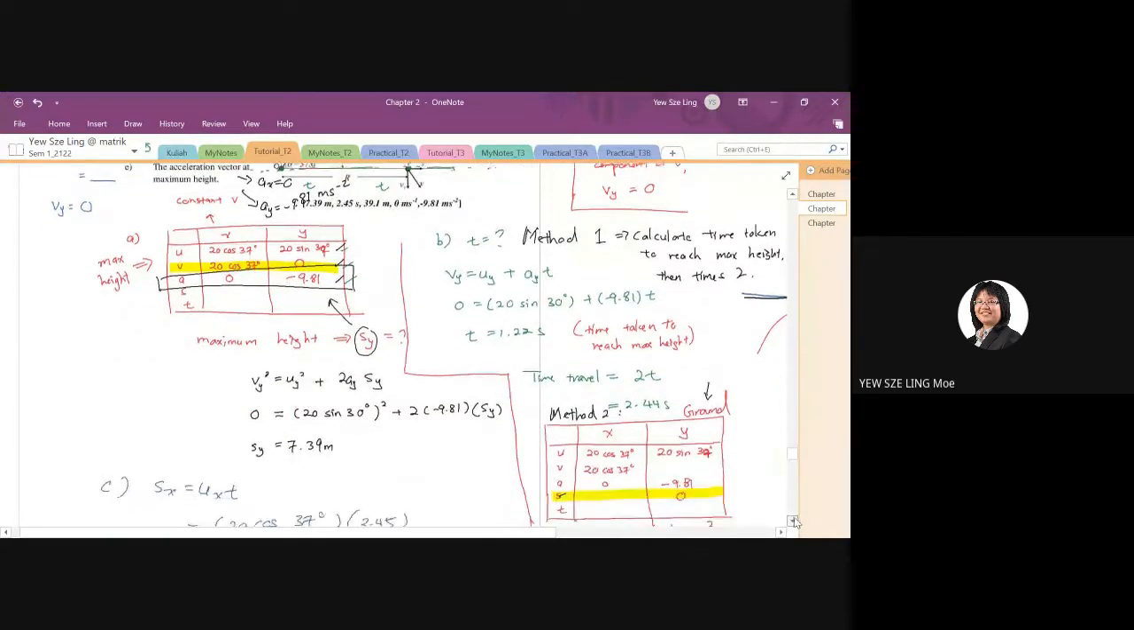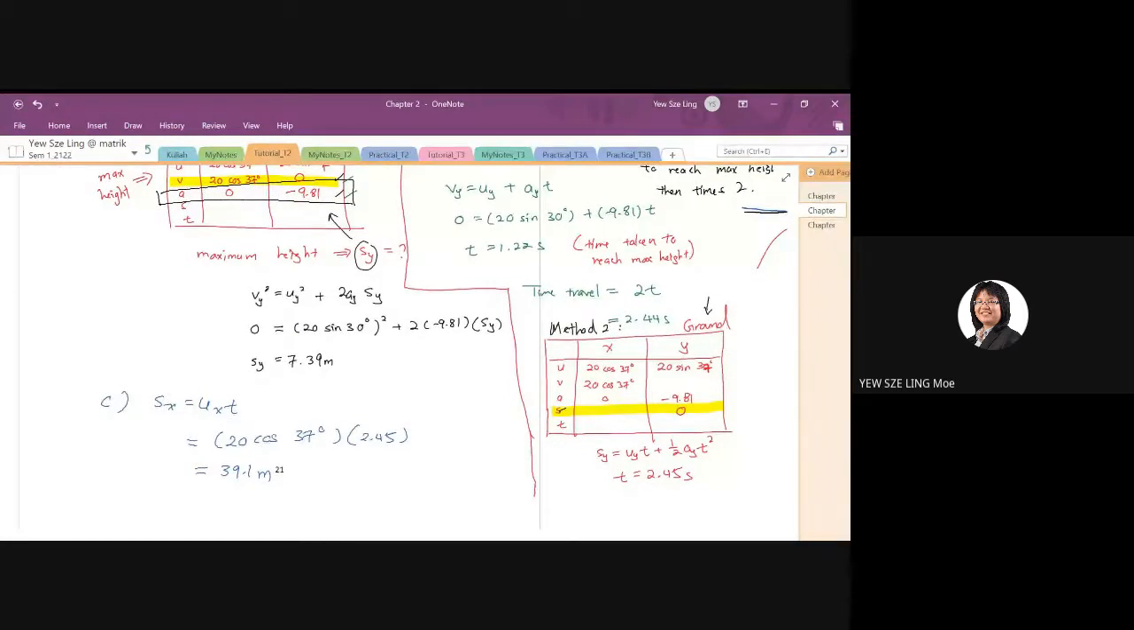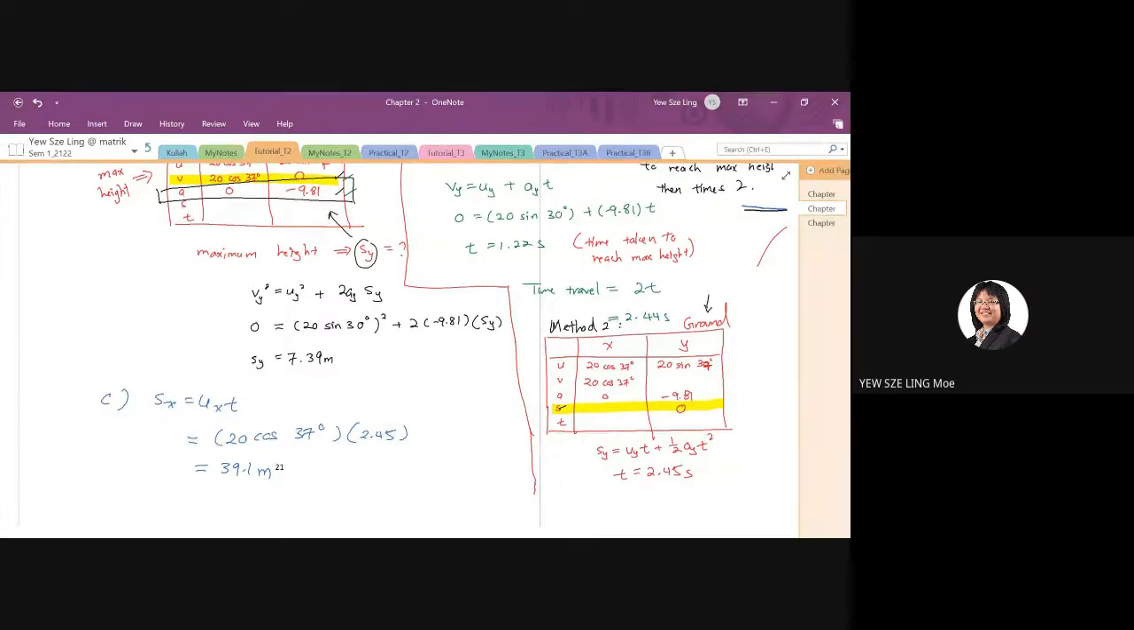So, ada siapa lagi? Ada masalah, ada pertanyaan, nak tanya? Pastikan anda faham sebab biasanya soalan projectile motion sangat banyak markah. Okay, sangat banyak markah. No questions means question 4.